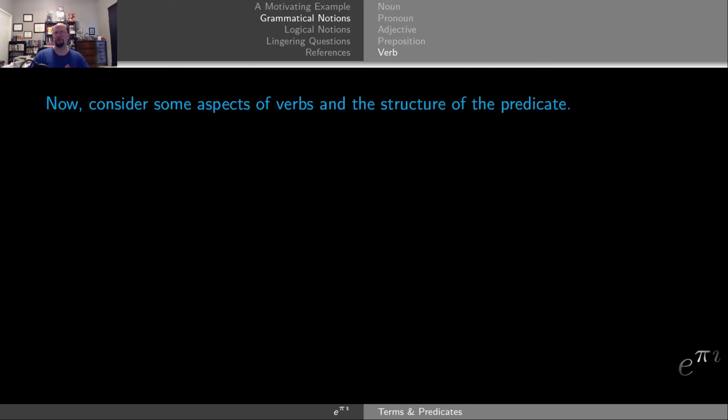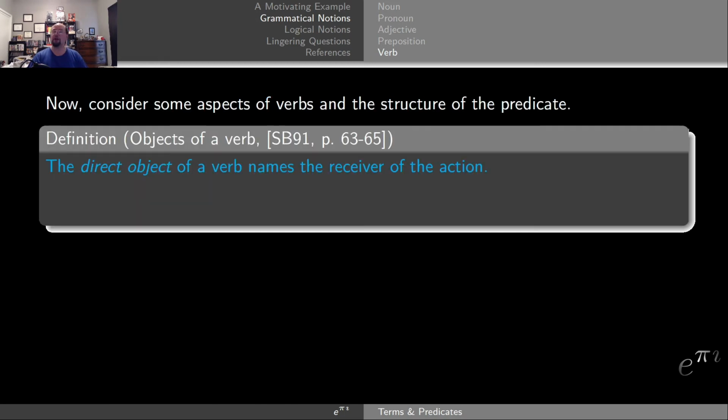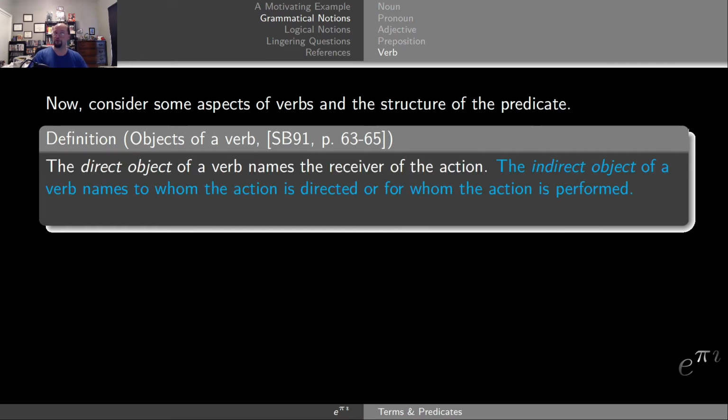As seen in previous examples, there are some verbs that actually transfer action from the subject to some other entity in the sentence, and we want to give that entity a name, what's called the object of a verb. In this case, the direct object. The direct object of a verb names the receiver of that action, but it's not the only object that a verb can have. The indirect object of a verb names to whom the action is directed or for whom the action is performed. Basically, who benefits.